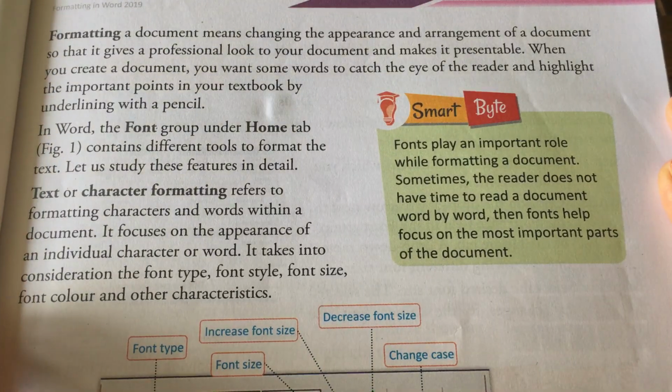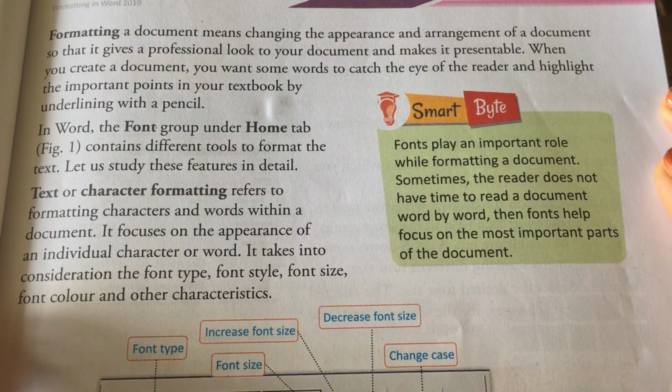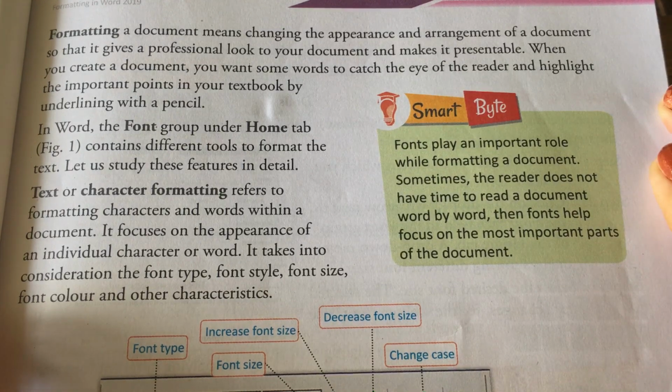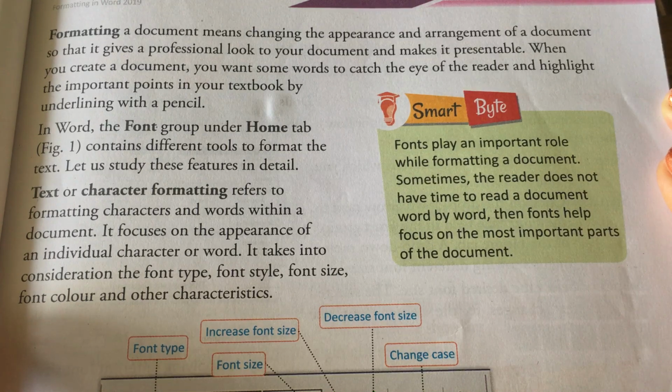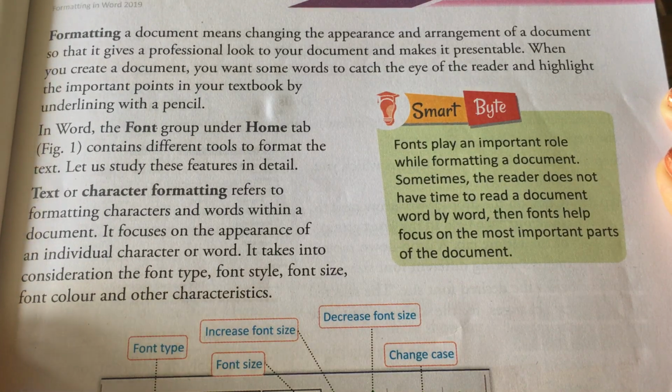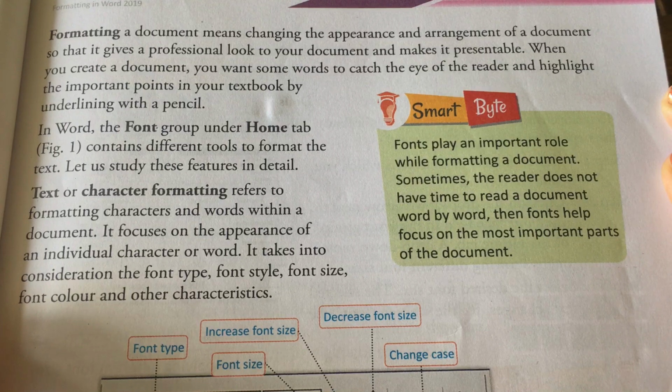Formatting a document means changing the appearance and arrangement of a document so that it gives a professional look to your document and makes it presentable. When you create a document, you want some words to catch the eye of the reader and highlight the important points, like in your textbook by underlining with a pencil. In Word, the font group under the Home tab contains different tools to format the text. Let us study these features in detail.